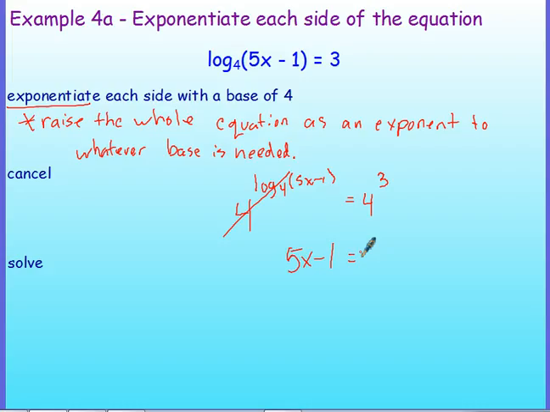Now, I don't want to leave it as 4 cubed because you can actually tell me what is 4 cubed. 4 times 4 times 4 is 64. Now it's an algebra problem, solve for x. So 5x equals 65. X is equal to 13.